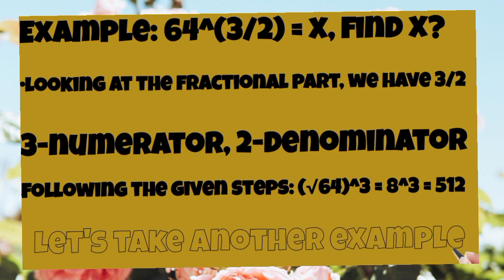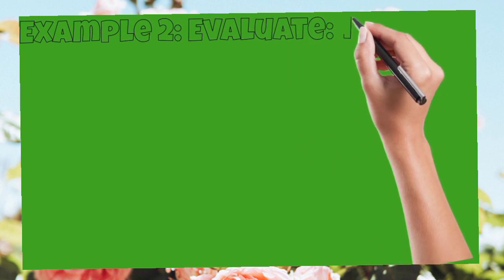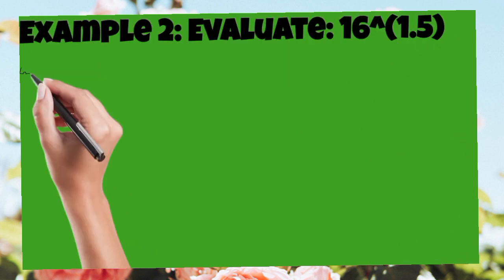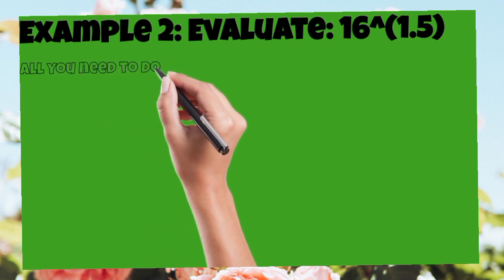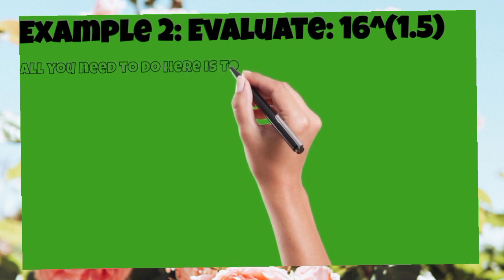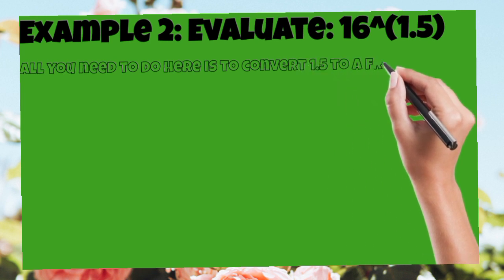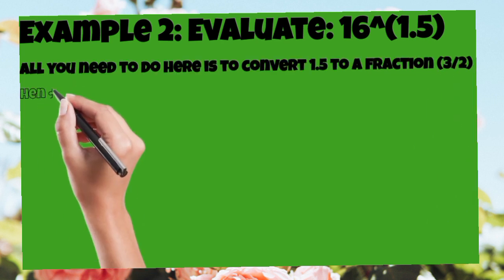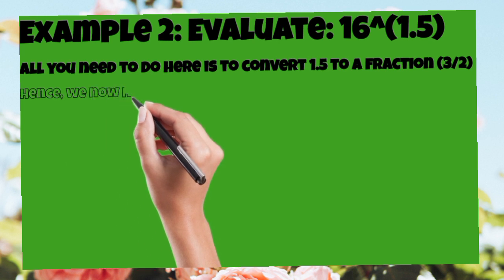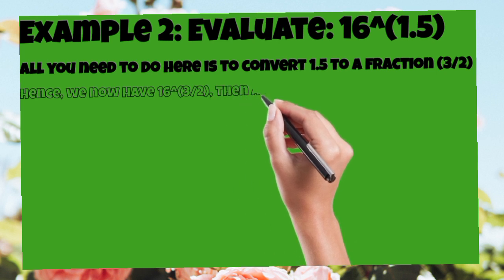Let's take another example. Next, example 2. Evaluate 16 to the power of 1.5. In this situation, you don't have to be afraid. All you need to do is convert 1.5 to a fraction. On converting 1.5 to a fraction, you have 3 over 2. Then you come back to the fractional index format, where 3 is the numerator, 2 is the denominator.